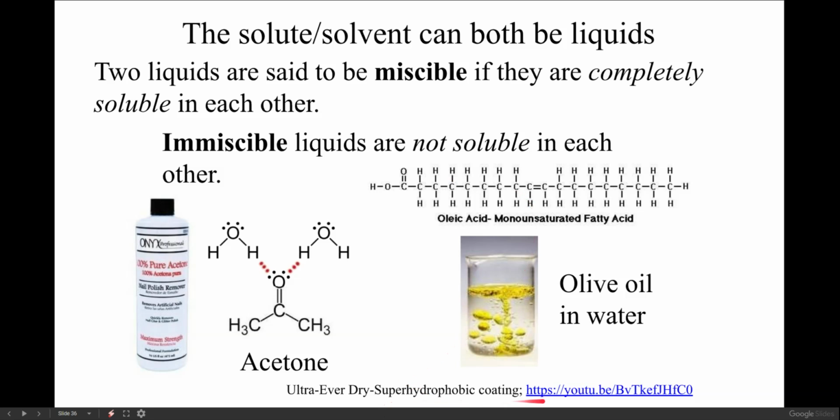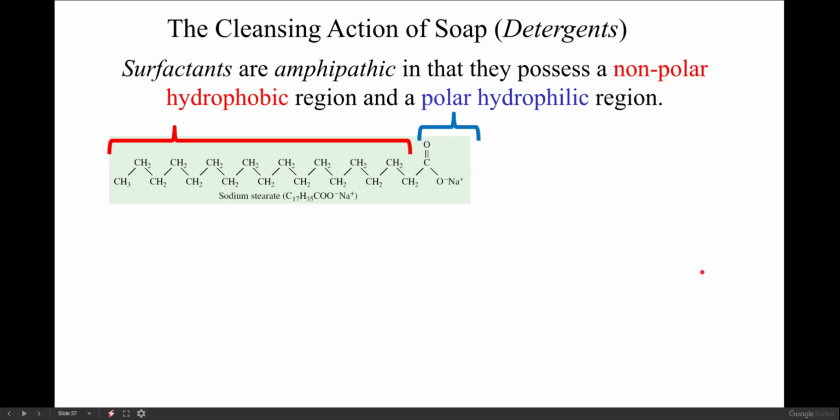And then here's a fun video you should watch about using Ultra Everdry, just a product you can buy and you can spray it on stuff, and it will make things super water repellent.